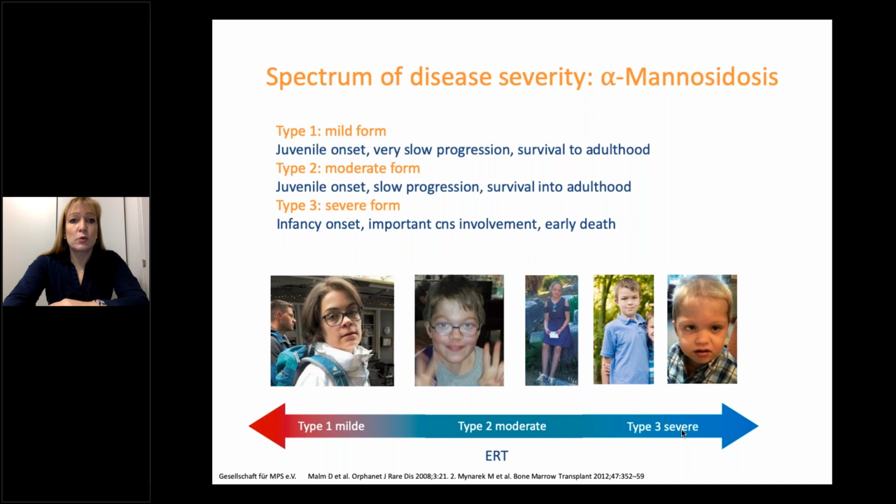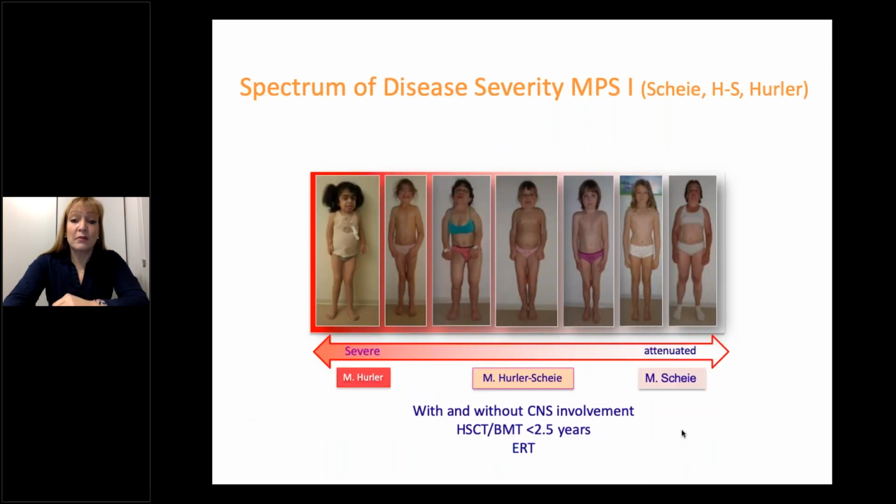For alpha-mannosidosis, we have a very mild form with a very slow progression and juvenile onset. We have a moderate form with a juvenile onset and slow progression. And we have a severe form that starts in infancy and has an important CNS involvement and early death. And you see some pictures here. But there's a treatment available, the enzyme replacement therapy. So the missing enzyme is replaced with an IV infusion every week.